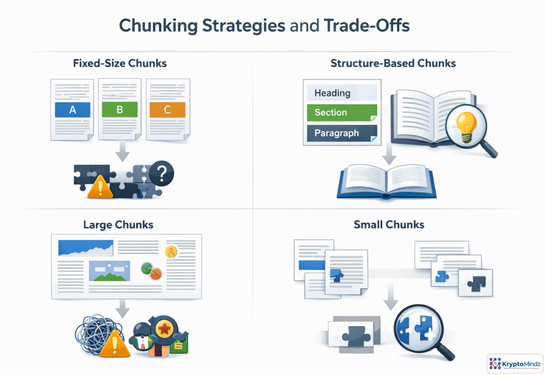Chunking is really a balance between precision and context. Fixed-size chunks are easy to implement, but they can cut through an idea and weaken retrieval. Structure-based chunks follow headings, sections, or paragraphs, so they often preserve meaning better. Larger chunks give the model more surrounding context, but may add noise. Smaller chunks retrieve more precisely, but may miss the explanation around a fact. The right choice depends on your documents and the questions users ask.